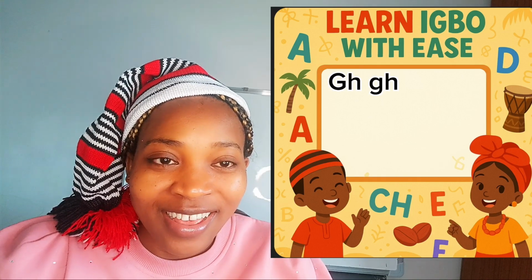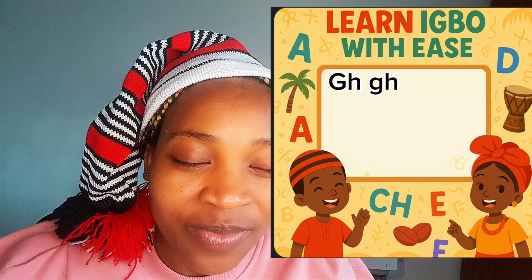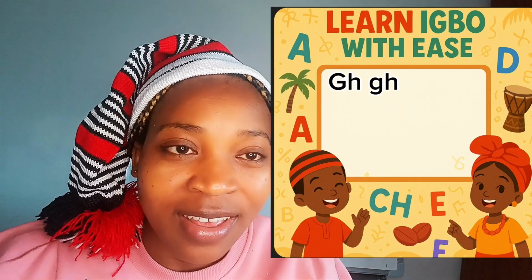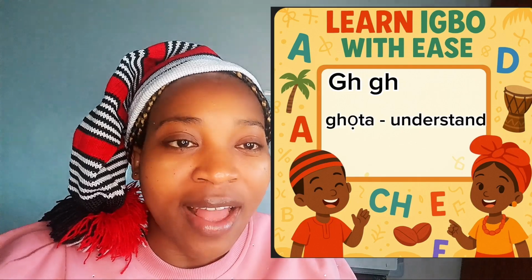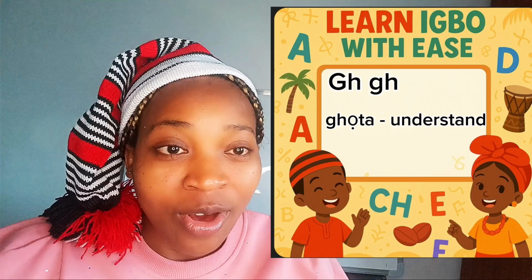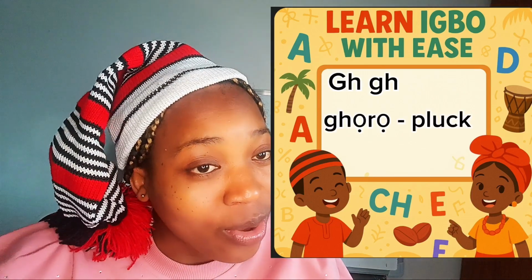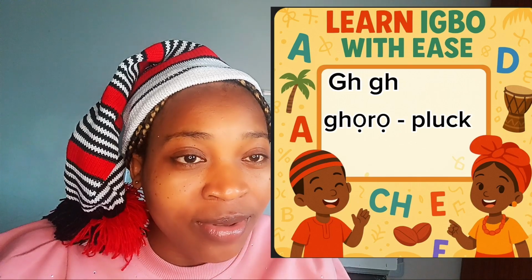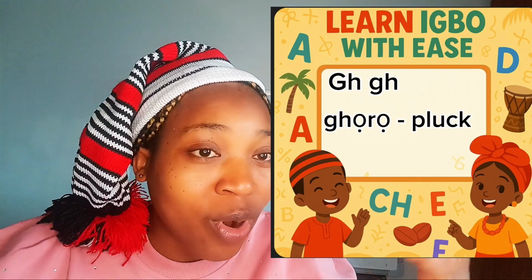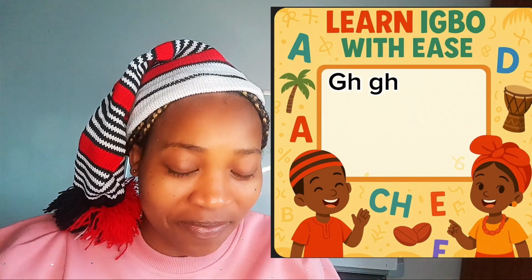R. If you listen to me very well, you will hear the sound. I'll say it again. R. Bomaka. Rota. Understand. So we can say Roro. Roro. Apple. That is, you should pluck an apple. Pluck. That is Roro. Okay?